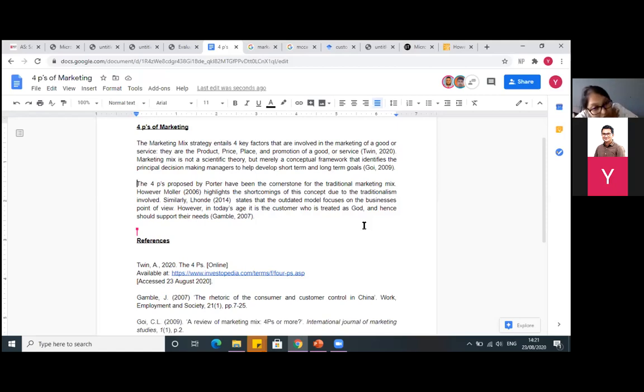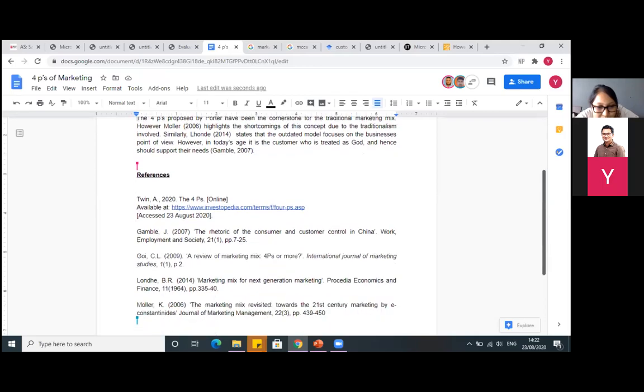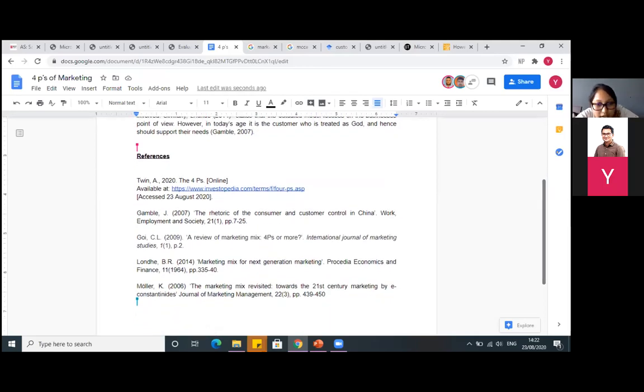I like the second paragraph more than the first. Very nicely linking the authors there. Nice. Can I see your references? Yes. Looking good, guys. Looking good. Good stuff.